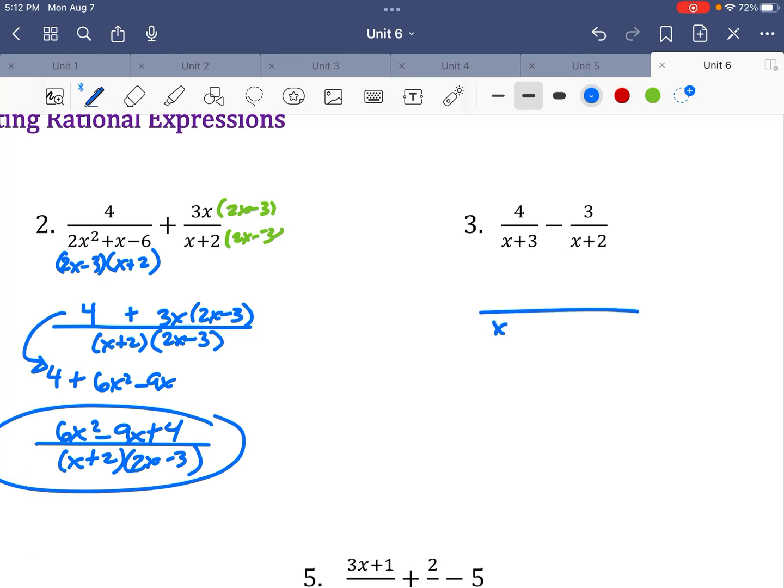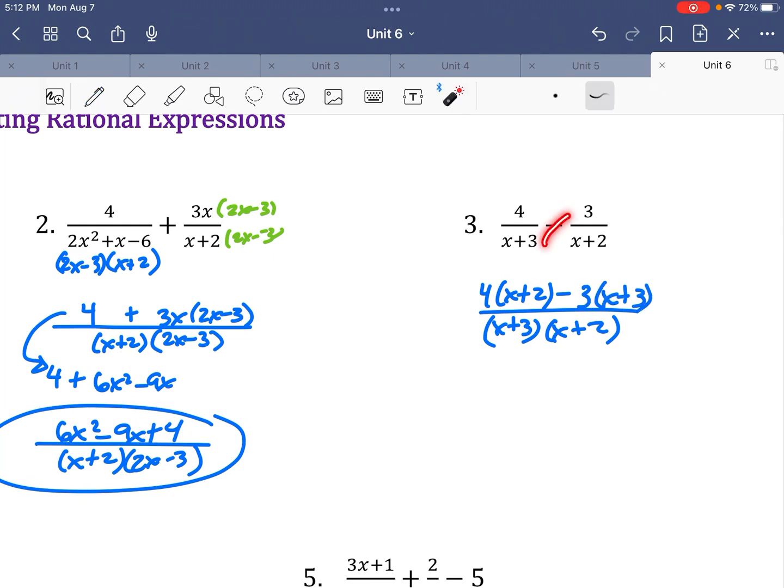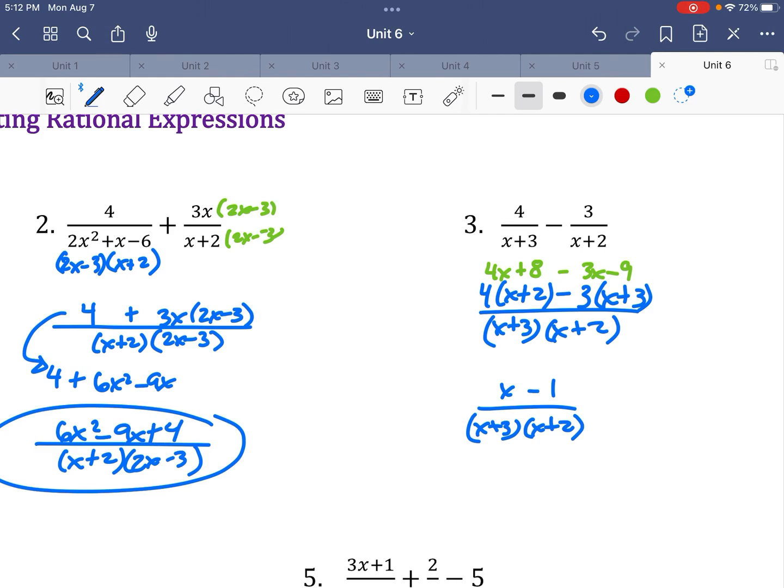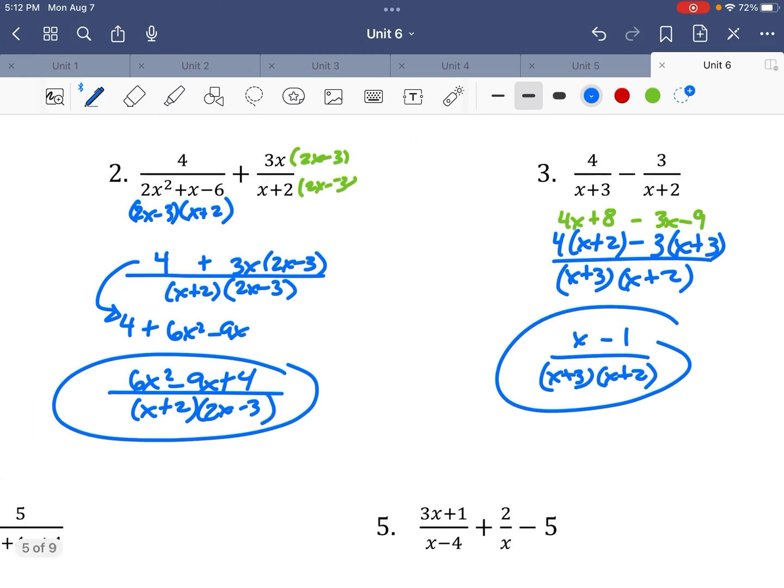This guy, I need x plus 3 and x plus 2. 4 gets x plus 2, and minus 3 gets x plus 3. So that's what I'm kind of saying, sometimes it's kind of like cross multiplying in a way, like you feel like it, but it's not really. So this is going to be 4x plus 8 minus 3x minus 9. So if we clean that up, I'll get x minus 1 over x plus 3 and x plus 2. Okay, and that's my answer.